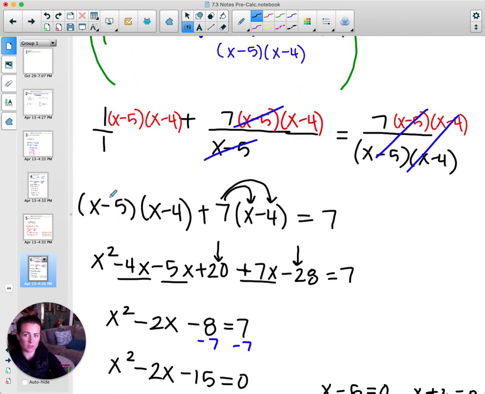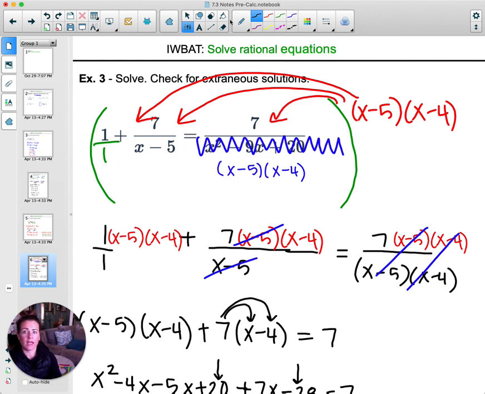So let's go up to the original problem, okay, and see if either of those, so we got x equals 5 and x equals negative 3. So do either of those make the denominator 0? So if I plug 5 in here, that's going to make this 0. So this one is extraneous. But I could plug negative 3 into all of them and it would be fine. So the answer to this one is just negative 3.